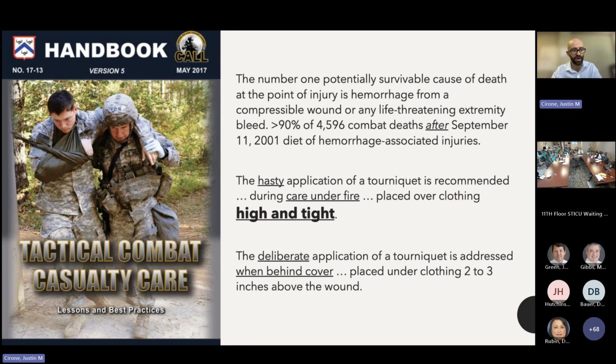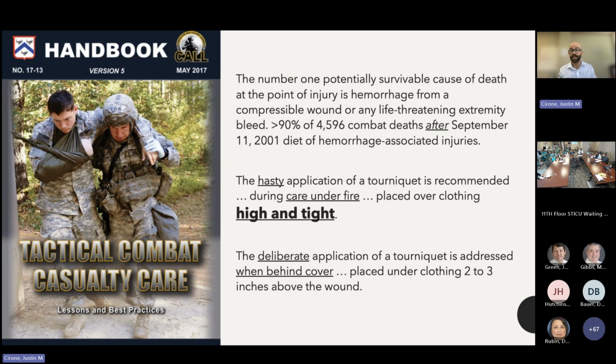If you're not under fire, the next line says the deliberate application of a tourniquet, as opposed to the hasty application, is addressed when behind cover. So you're still in combat, but you now have cover. You now take the clothes off and you put that 2 to 3 inches above the wound, wherever the wound is. This is from the military book from 2017.